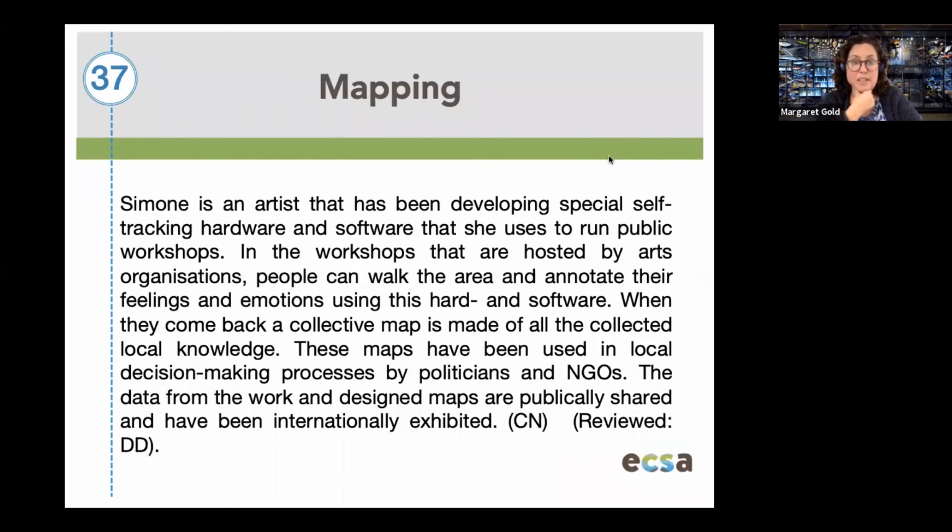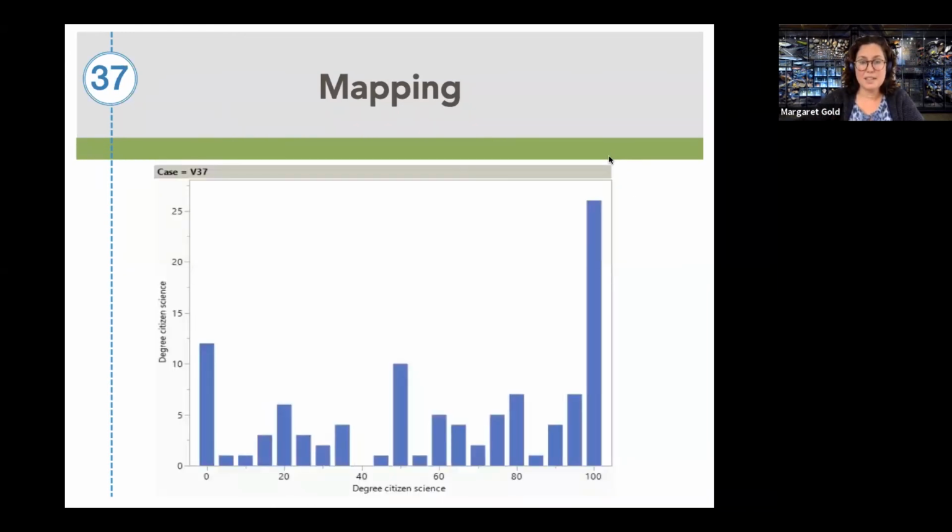In the mapping vignette, we have somebody involved in helping to make a collective map. This was most strongly seen as a citizen science example, but there were still some cases of people who felt that, no, that doesn't represent citizen science.